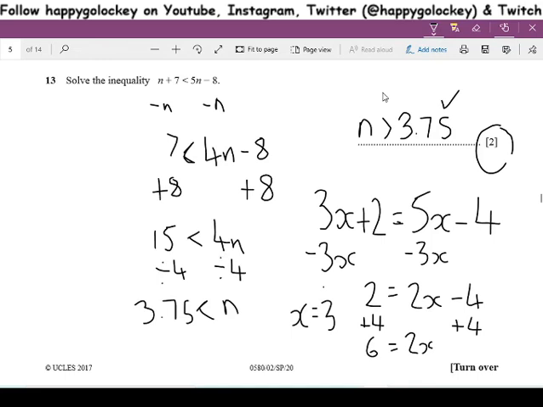There's 2 marks available for this question then. The first mark comes from getting as far as this point, saying 4n is more than 15, or 15 is less than 4n. Basically getting halfway there, and then to finish the job, you get the full 2 marks.